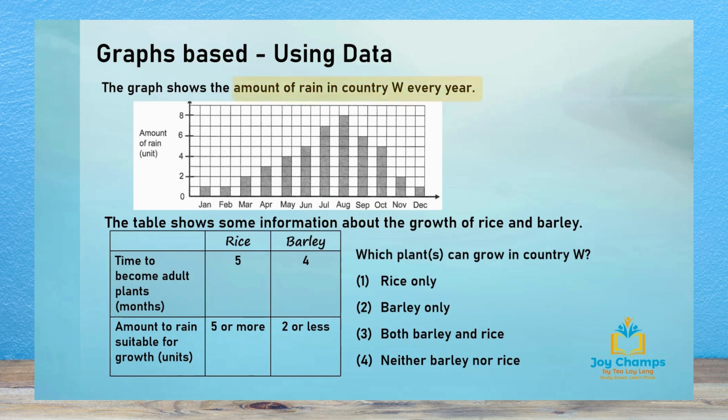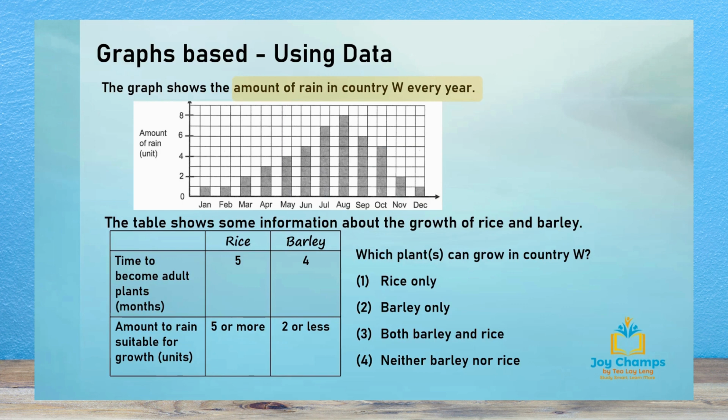Now, as normal, we always say, before you can answer any question, scan the question for important information. So in this case here, we highlight the amount of rain in country W every year. This is a very important piece of info that the question is telling us: we are looking at rainfall in country W from January to December.